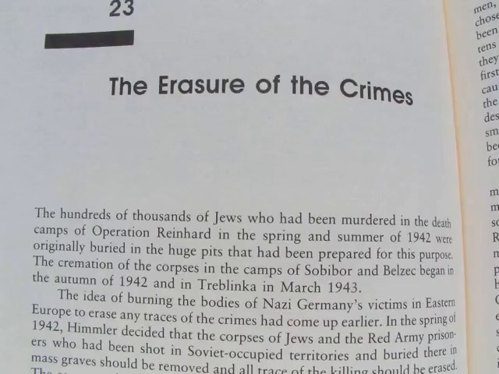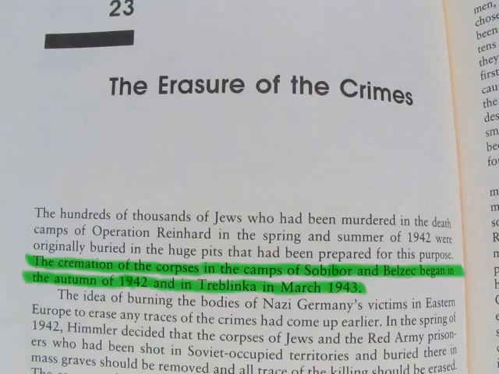Maybe the cremations didn't happen during the rainy season. Except then we look in Arad on page 170 and read, "The cremation of the corpses in the camps of Sobibor and Belzec began in the autumn of 1942 and in Treblinka in March 1943."